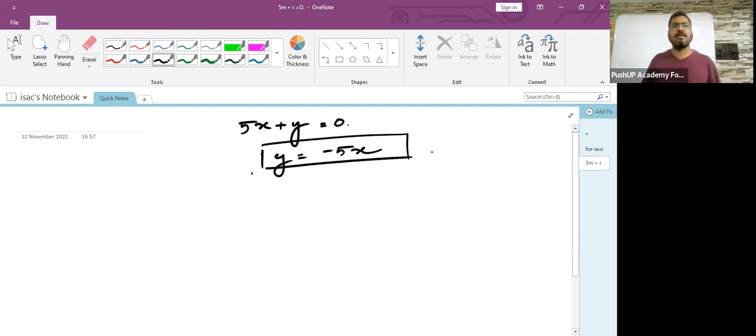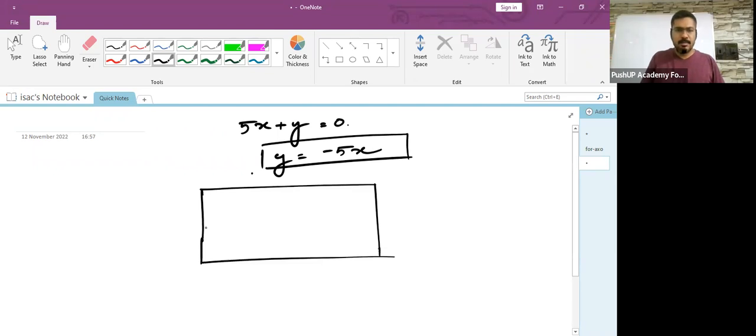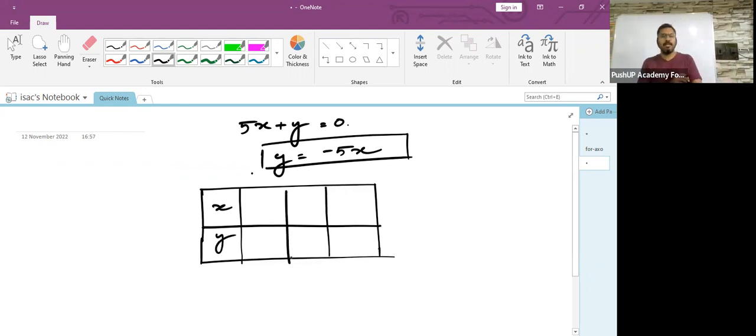Y is equal to minus 5x, because you are going to give away values for variable x, and y is waiting for those values of x, isn't it? So once y gets the values of x, he can find his own value, right? So let's do it. This is the table. Variable x, variable y. Okay, which first value you want to take? 0. All right. So if I take x is equal to 0, I'll get the value of y. How much would be y? Minus 5 into 0, which is 0 itself.